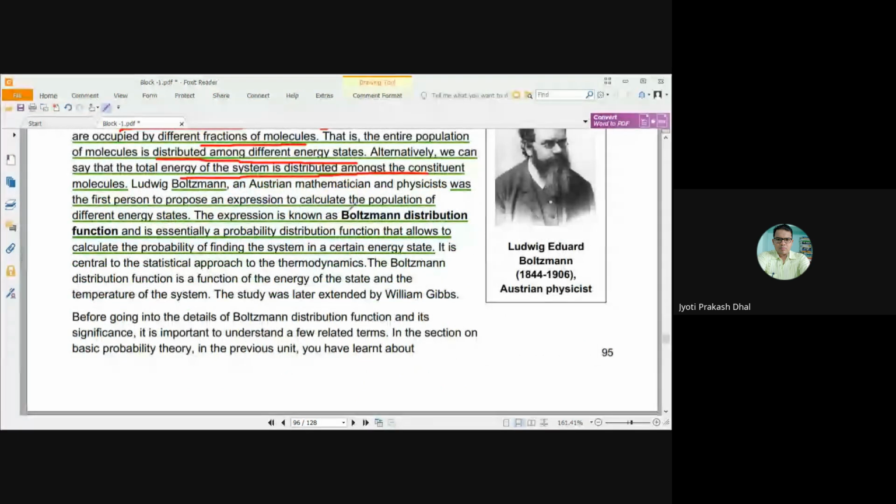Now, Boltzmann was the first person to propose an expression to calculate the population of different energy levels. Population of different energy levels means the number of molecules present in different energy levels. Here, the population of a particular energy level means the number of molecules present in that particular energy level. The expression is known as the Boltzmann distribution function, essentially a probability distribution function that allows us to calculate the probability of finding the system in a certain energy state.